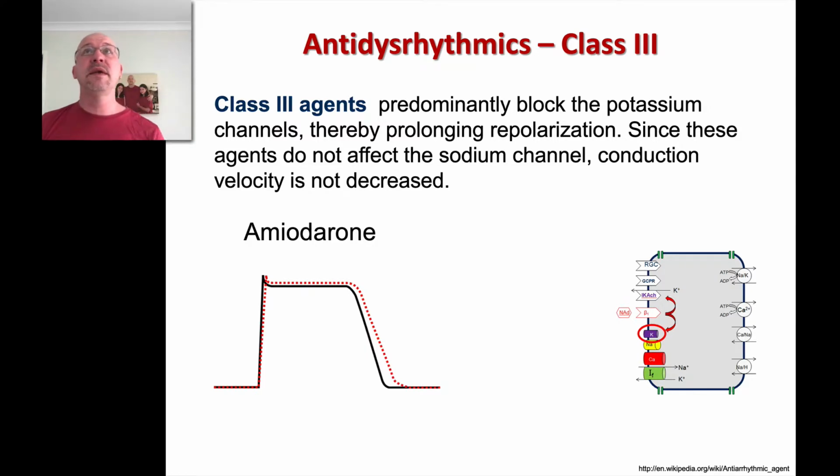Amiodarone is the antidysrhythmic of choice in ventricular tachycardia, pulseless VT, and ventricular fibrillation. So most second-tier paramedics and a lot of first-tier paramedics will carry amiodarone, and amiodarone blocks the potassium channels, prolonging repolarization. If you prolong repolarization, then your heart can't go duck, duck, duck, duck, duck, duck, like it does in VT. It goes duck, duck, duck, duck. We slow it down. So that's what amiodarone does.